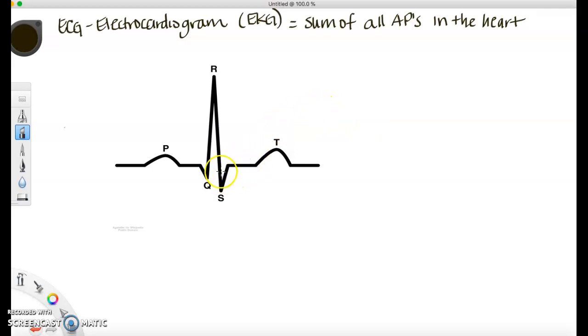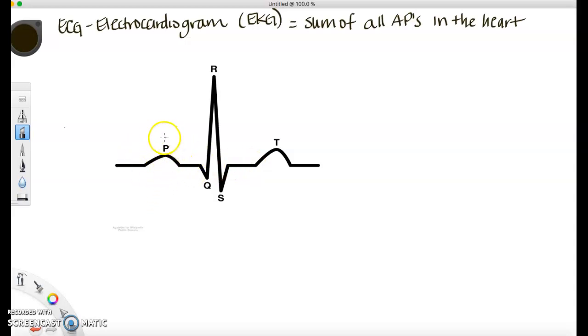So the EKG is this machine where they put nodes on your chest, and those nodes pick up the action potentials that are occurring in the heart. So the graph that comes up from that looks like this, and it has little bumps and waves or whatever you want to call it, and they're labeled. So you have the P, Q, R, S, and T notches there.